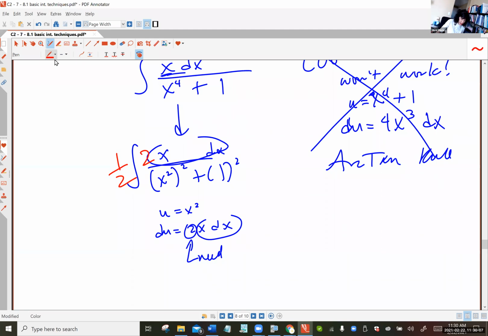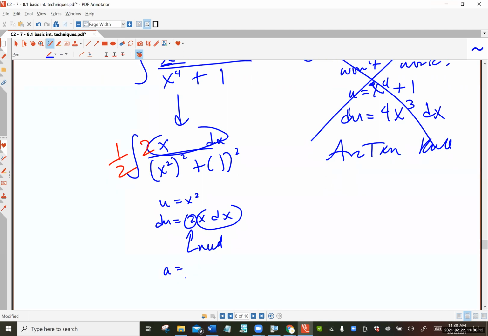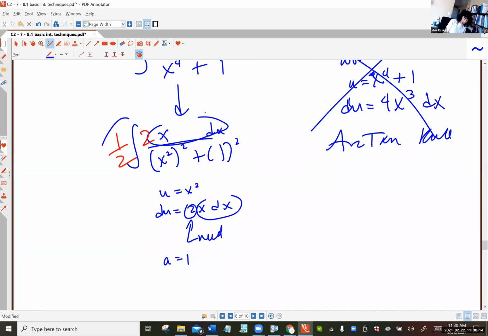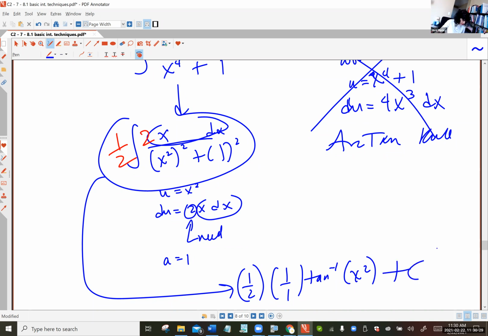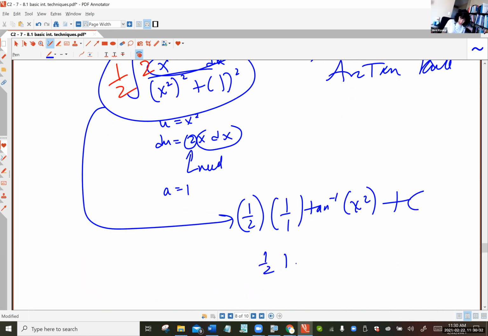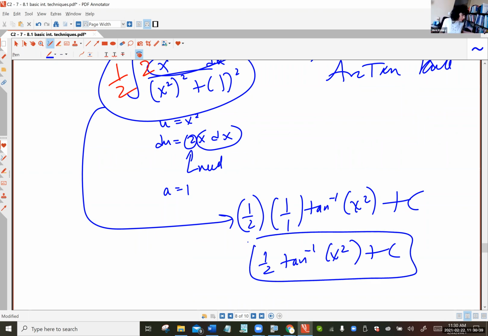And then finally, what's the a for my arctan rule? 1. So now this is going to give me, I'll still have the 1/2 out in front. 1 over a is 1 over 1, which you don't even need to bother writing. Arctan of u over a, x squared over 1, which is just x squared. And then, of course, plus c. And so your final answer is just 1/2 arctan x squared plus c. So that one was kind of weird, but the special version of 1 was there to save the day. So it's helpful.